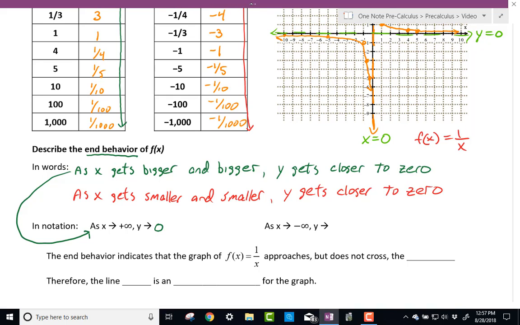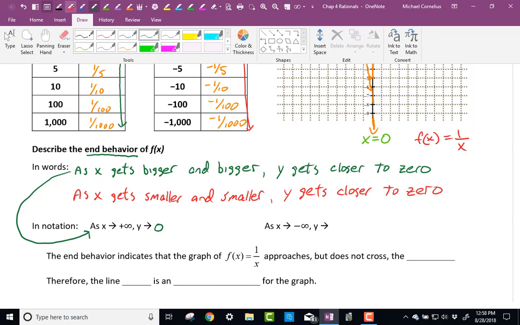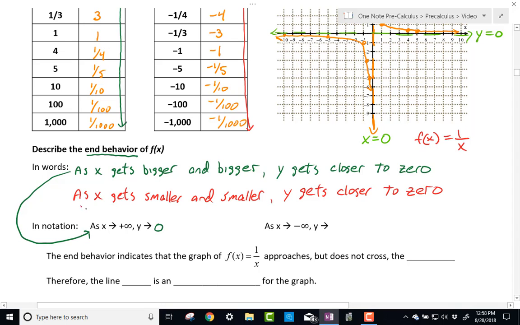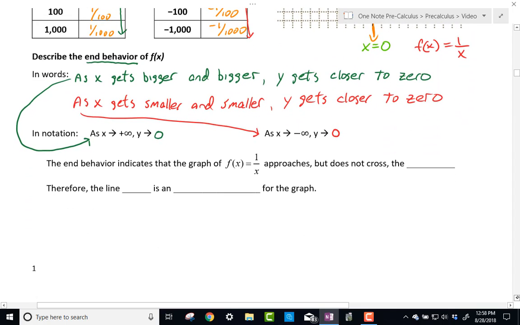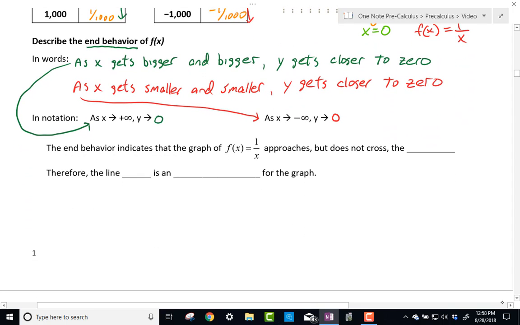And the same thing happens with x moving to negative infinity too. That's this second one right here. As x goes to negative infinity, as x gets smaller and smaller, y goes to or gets closer to 0. All right, so that notation is something that you're going to want to be familiar with as we go through this unit here and the graphing.